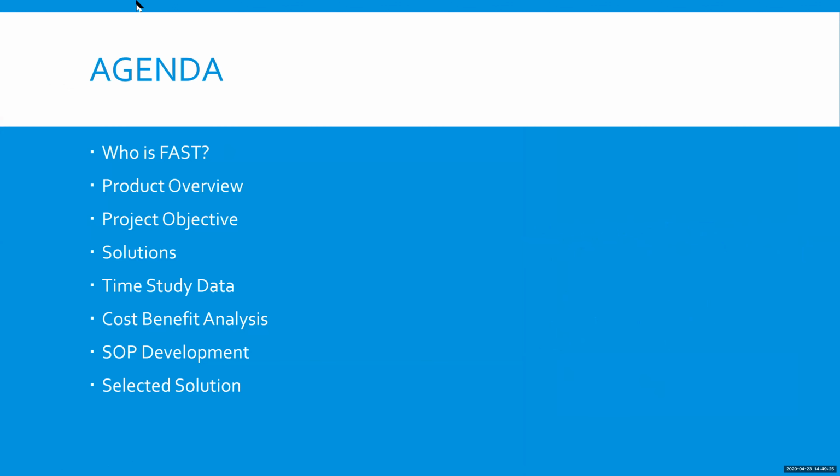So what we will talk about today: we will explain who Fast is, what they make and their product overview, our project objectives and our deliverables, the different solutions that we looked into, the study data with what they're doing now and what the improvement will do, the cost-benefit analysis of implementing this test device, the SOP for operating the test device, and finally our selected solution.